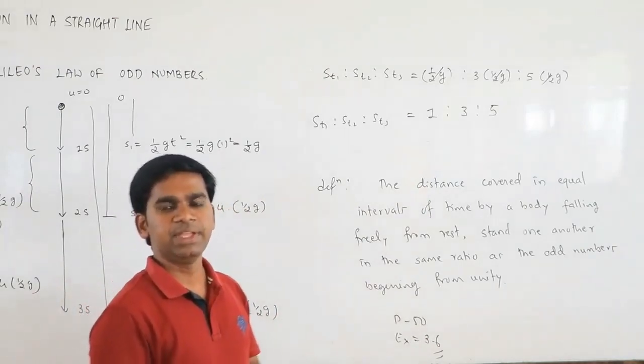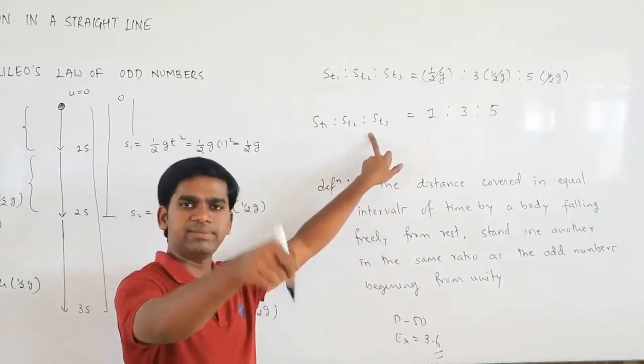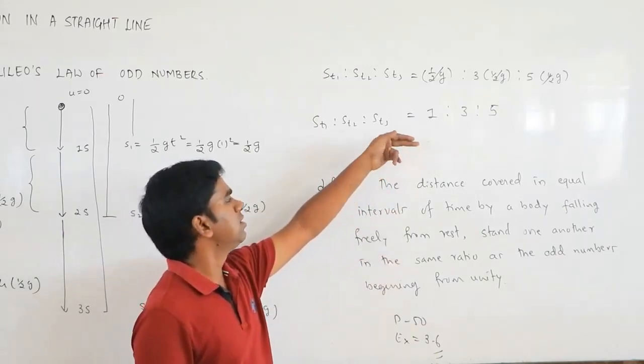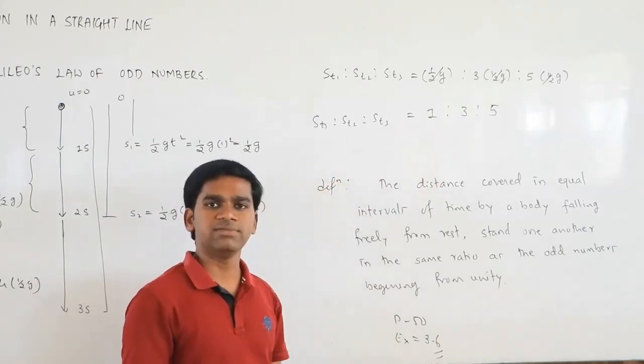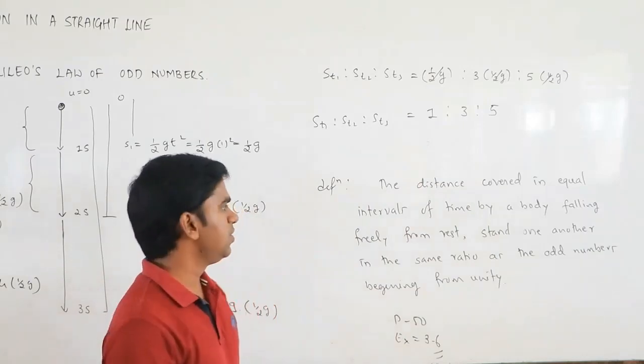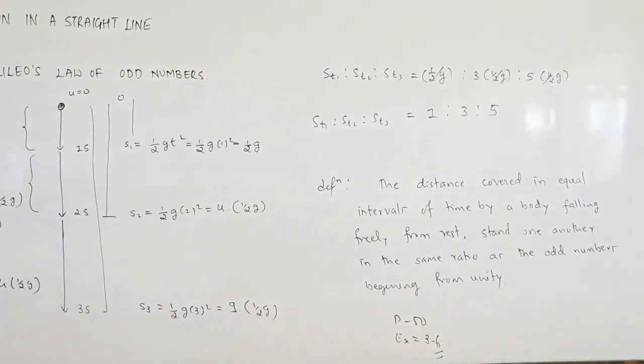Okay, what is that? In equal intervals of time, the distance covered by a freely falling body from rest is in the ratio of what? In the ratio of odd numbers starting from 1 or starting from unity. Okay, so this is Galileo's law of odd numbers, very important for your theory exam.